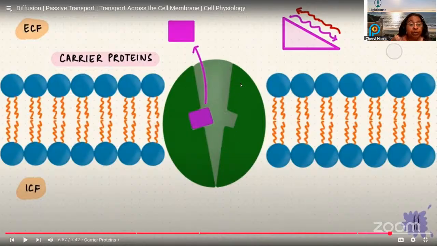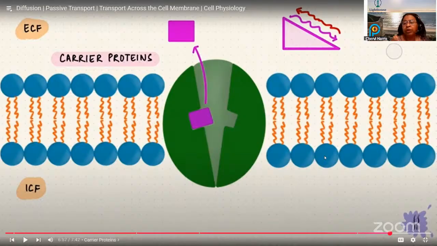This carrier protein only has little pockets, enough to carry in so much at a time. But as far as concentration is concerned, it's going from low to high, because there'll be more of them inside than outside. And that's because they want to bring it inside. It's usually something that they need. For example, this is the glucose that she was talking about. We need the glucose to make all those ATPs.